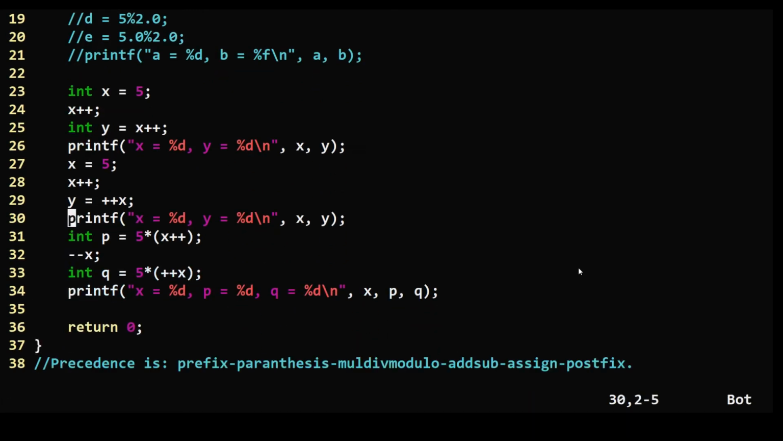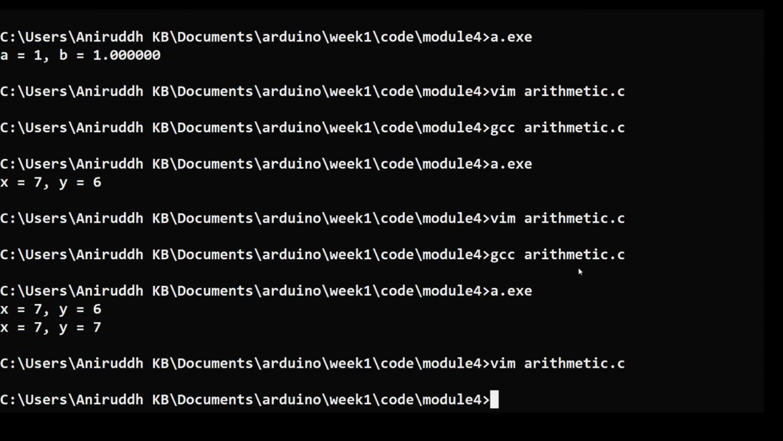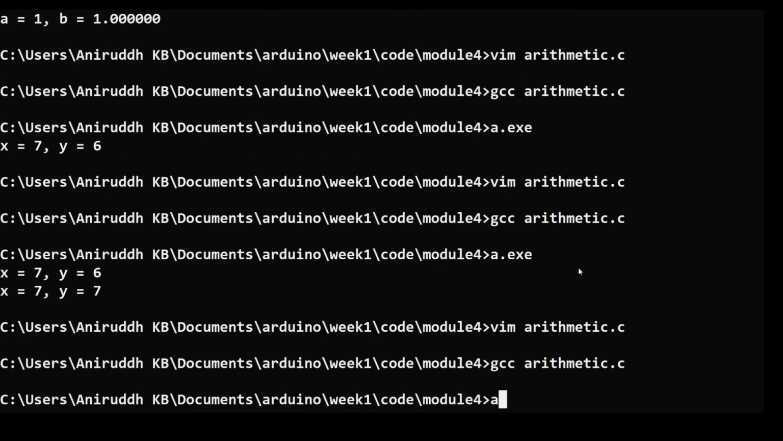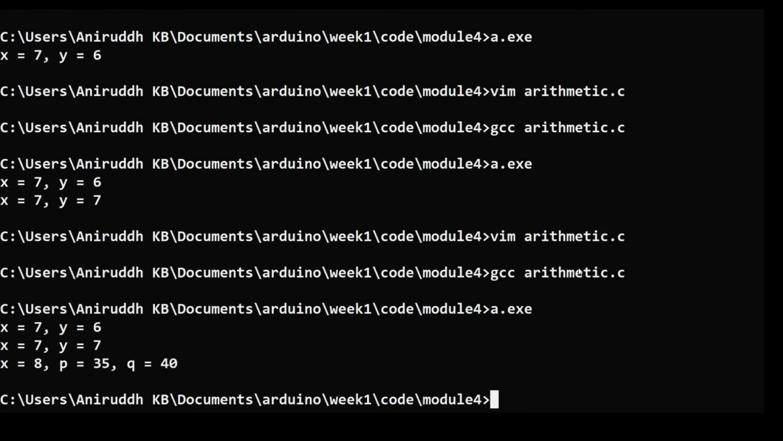Now this last example over here. Int p is equal to 5 times x plus plus, and then we reduce x again. Int q is equal to 5 times plus plus x. Let's print x, p and q once we are done with this. P is 35 while q is 40.